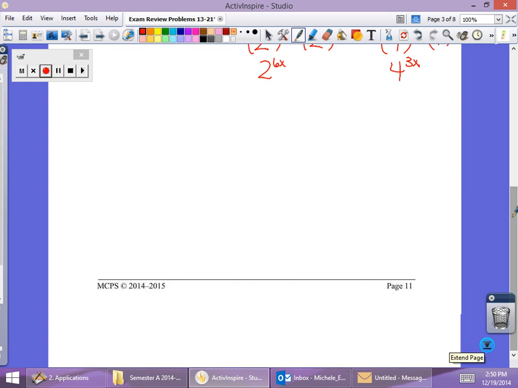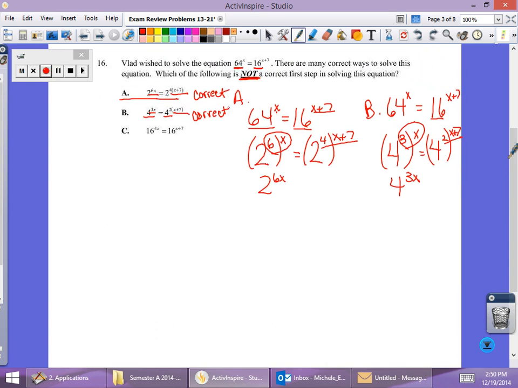So my guess is that C is going to be the one incorrect, but I should still go through the process and see if that is true. So again, I'm going to start with 64 to the x equals 16 to the x plus 7. And I already see that the right-hand side is what it's supposed to be. So the question is, can I rewrite 64 as a base of 16? And the answer to that is no.